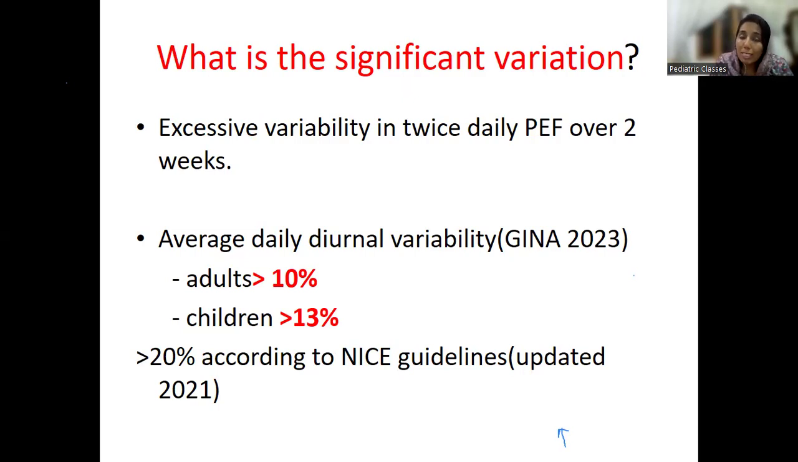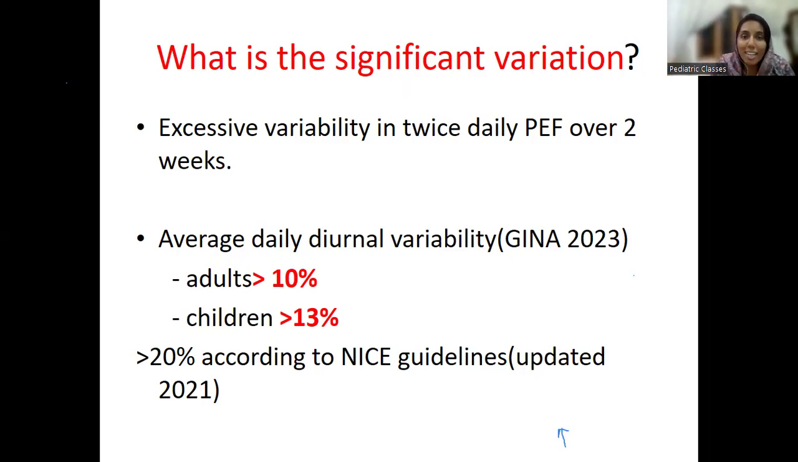Why I put all these things here? Because sometimes the books you read may show 20%. Sometimes you may read it as 10 or 13%. Or in your entrance examination, they may ask you this question. Once the questions are asked, according to GINA, like generally we are following GINA guidelines, so I'll go for adults more than 10% and children more than 13% as the best answer for that.